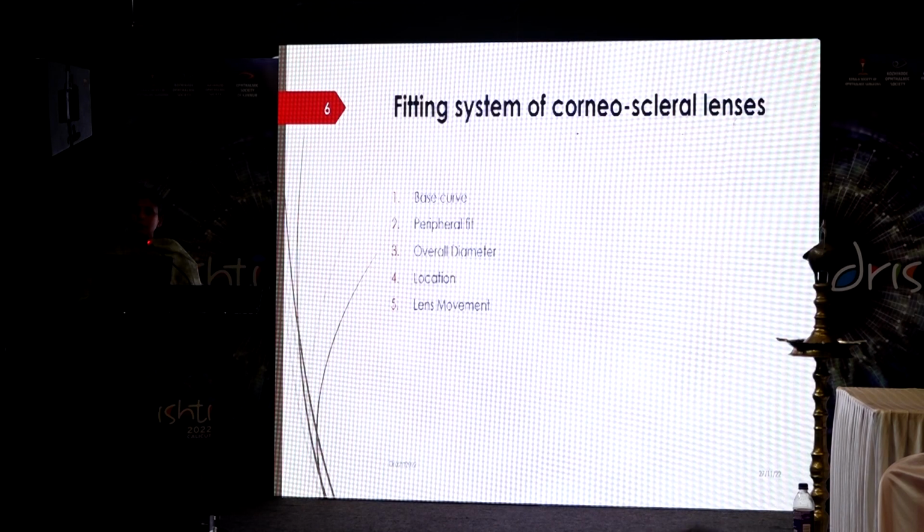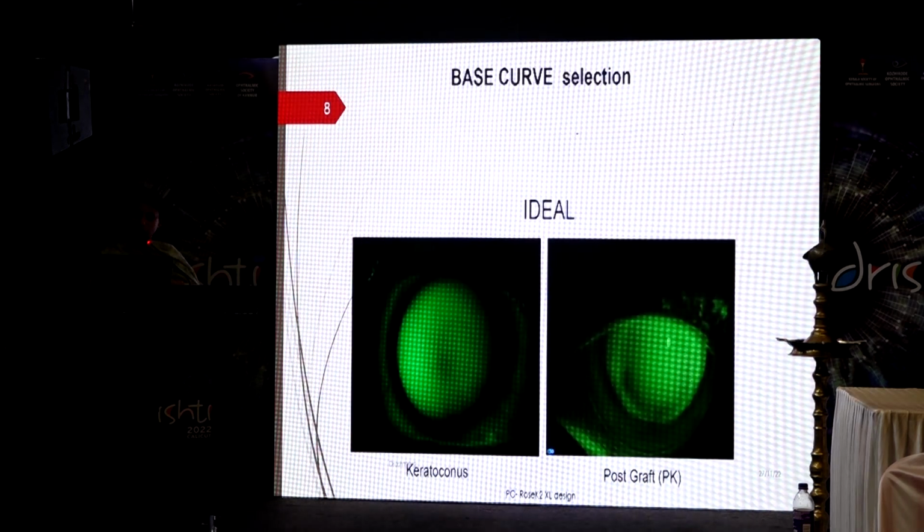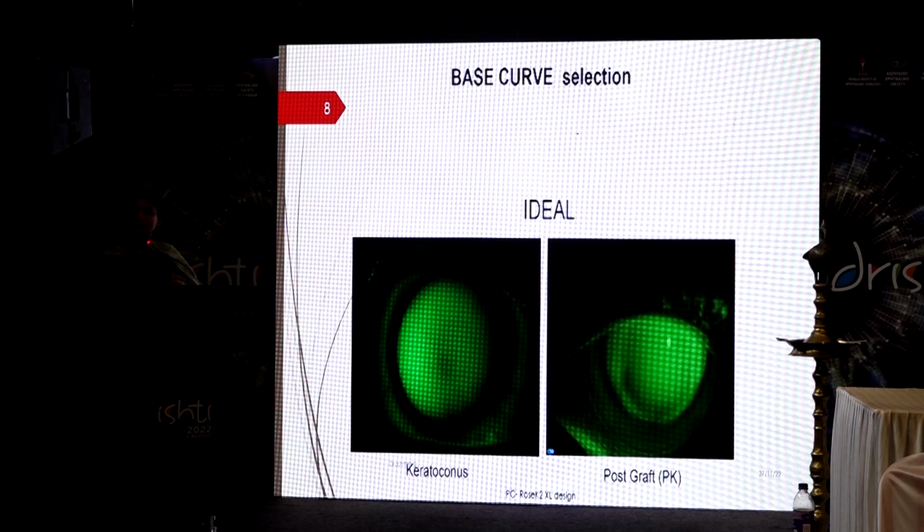Talking about the fitting system, it follows these 5 steps. You need to work on the central fit, that depends upon the base curve that you have chosen. Next you move on to assessing the peripheral fit. Then thirdly the overall diameter, followed by the location and lens movement. So the first step is the base curve. You have to follow the fitting guideline of the manufacturer as to what is the given condition and what will be the first lens or the trial lens. In this case I have chosen the Rose-K XL lens, which is a Menicon product. I'm not going to go into the details, but this is what an ideal central fit is if it's a case of keratoconus.